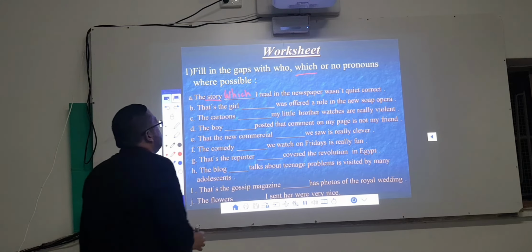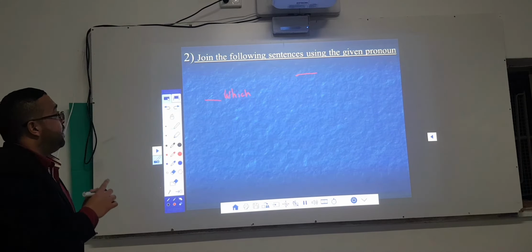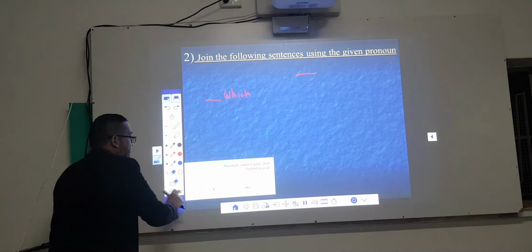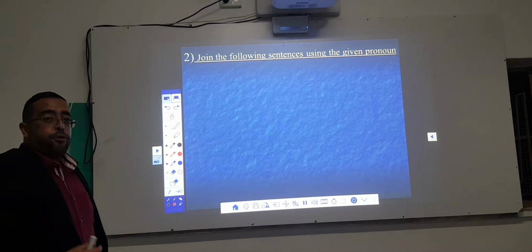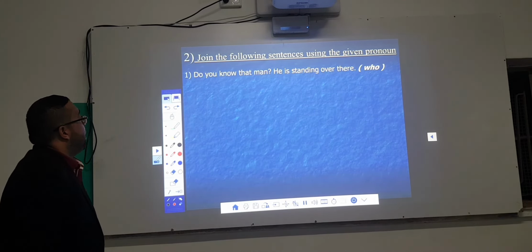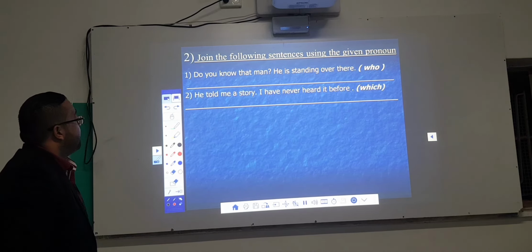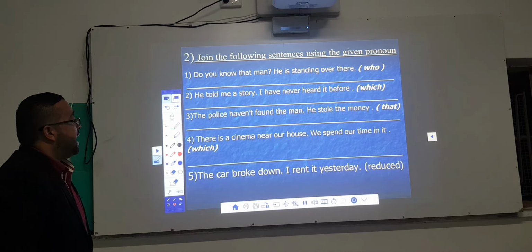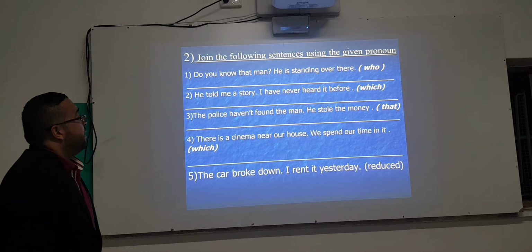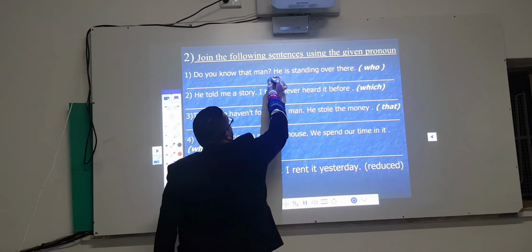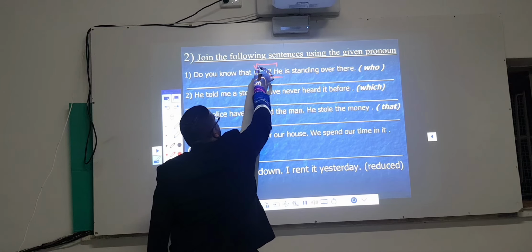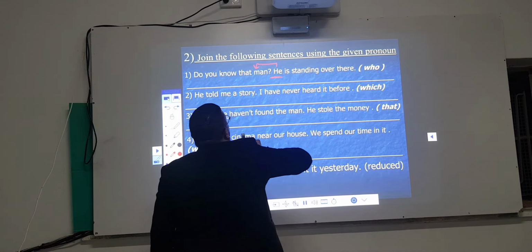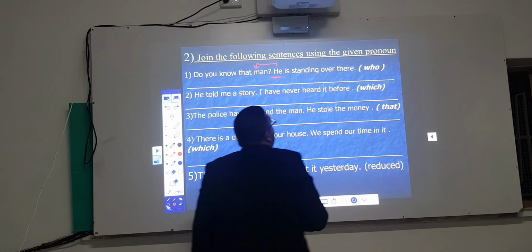In exercise number 2, join the following sentences using the given pronoun. Look at sentence 1. Do you know that man? He is standing over there. The pronoun he refers to that man. We want to use the relative pronoun who.